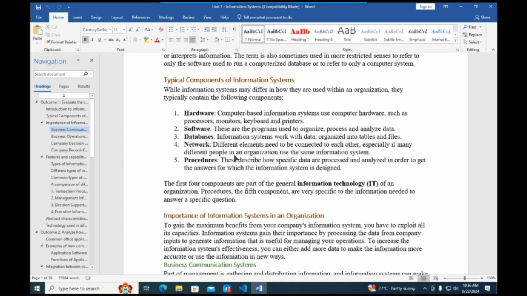The fifth component is the procedures. So when we talk about procedures, we are talking about the specific processes or the specific steps that are followed when data is being processed and when data is being analyzed for us to be able to get answers from the information system. When we design an information system, the major purpose is we should be able to query it, and when we query it, we should be able to get answers for our questions. So what procedures, what processes, what steps, what defined steps are used? Those are what we call procedures.